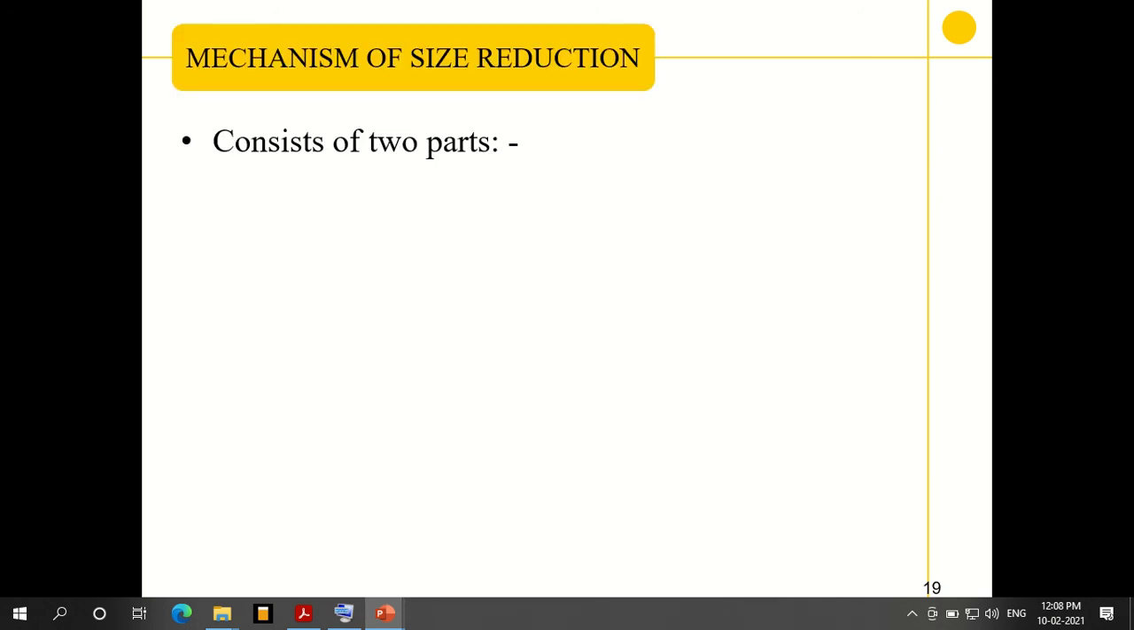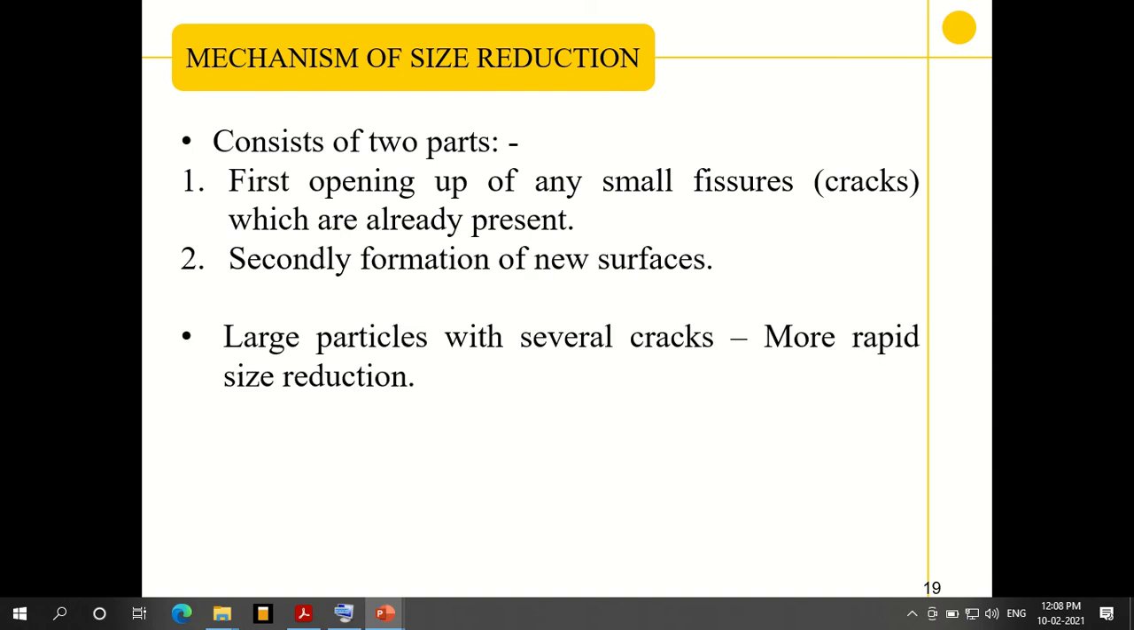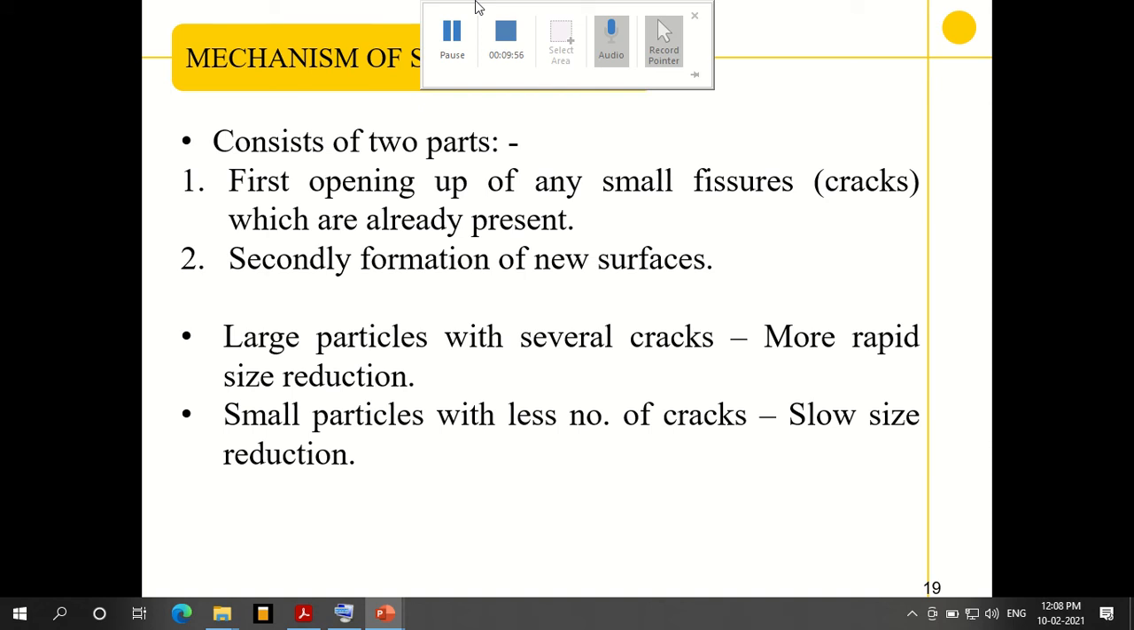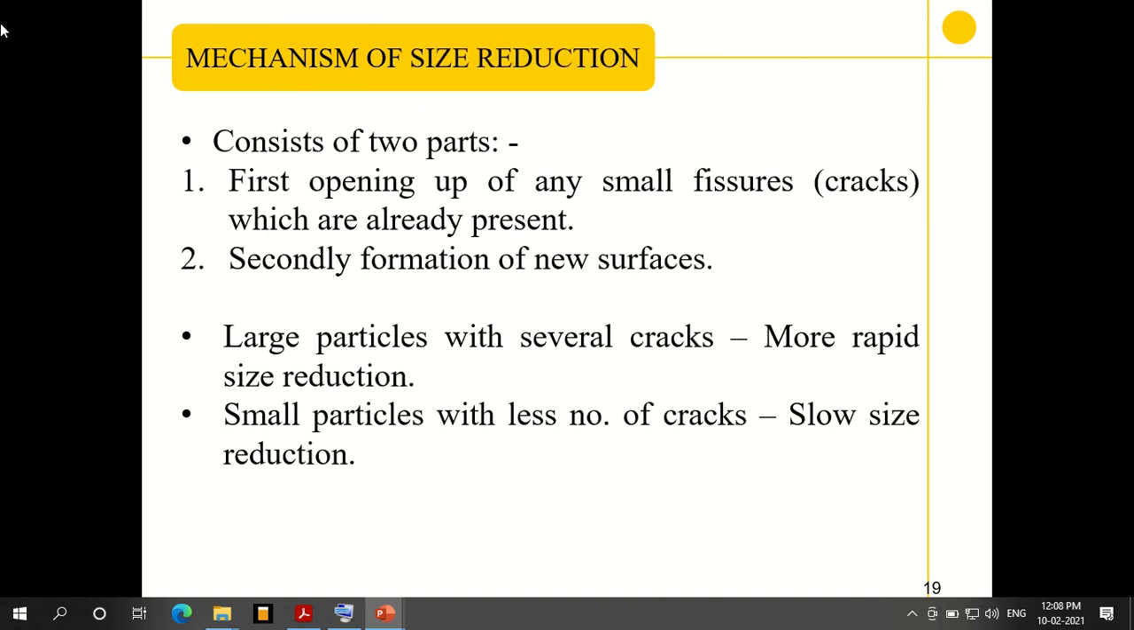Next is the mechanism of size reduction. This we have discussed already. There are basically a few mechanisms. Flaws are required for the size reduction, and the crack length matters, and the particle size and the surface area of the particles. Based on that, the energy required for the breakdown of the material by the size reduction process is considered. First is the opening up of any small fissures, which are nothing but cracks, that takes place at the flaws which are already present, and secondly, the formation of new surfaces always matters.